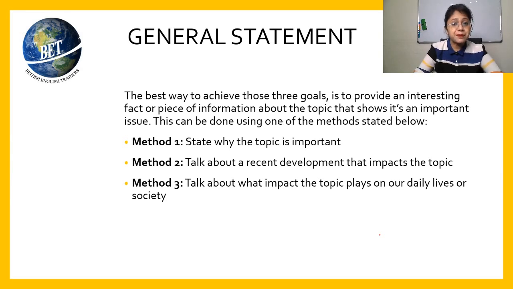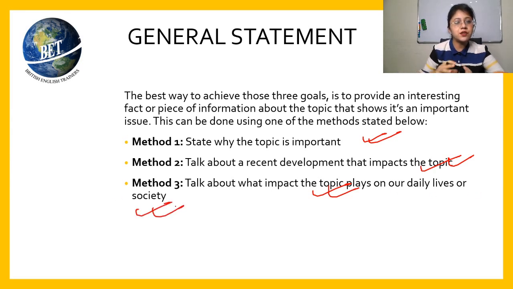A general statement can be achieved by the given three methods. Method 1, state why the topic is important. You could use this strategy. That means you could talk about why the topic is important in the general statement. Again, a quick reminder, a quick disclaimer: keep the general statement neutral. Next, talk about a recent development that impacts the topic. Third, talk about what impact the topic plays on our daily lives or society. Now, these are the three different ways in which you could write your general statement. If you'd like to understand this in a clearer manner, have a look at the next slide.